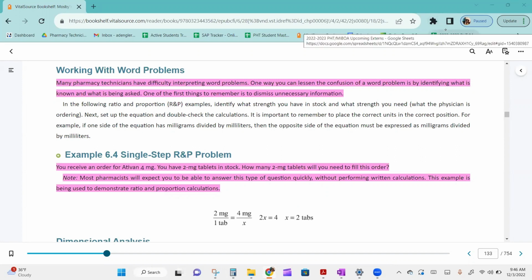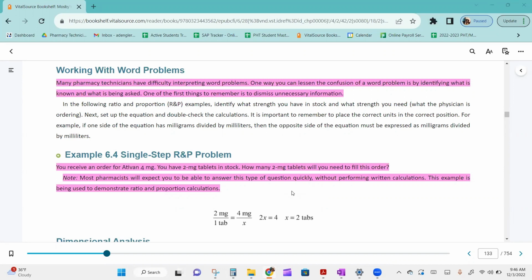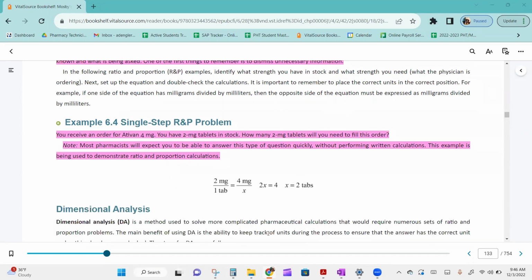So for word problems, we're mostly going to use proportions. As we go along further into math and the math module, we will use several different ways to solve. Like there might be one or two different answers in a problem. So let's do example 6.4, a single step ratio and percentage problem. So you receive an order for Ativan 4 milligrams. You have 2 milligrams in stock. How many 2 milligram tablets will you need to fill this order?